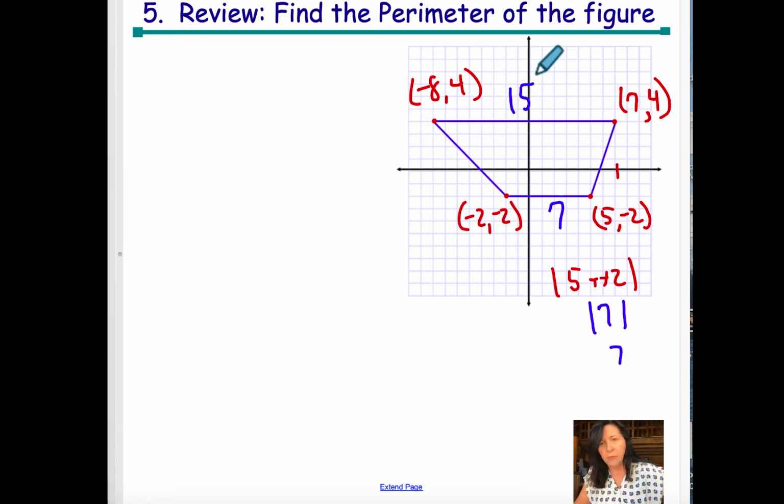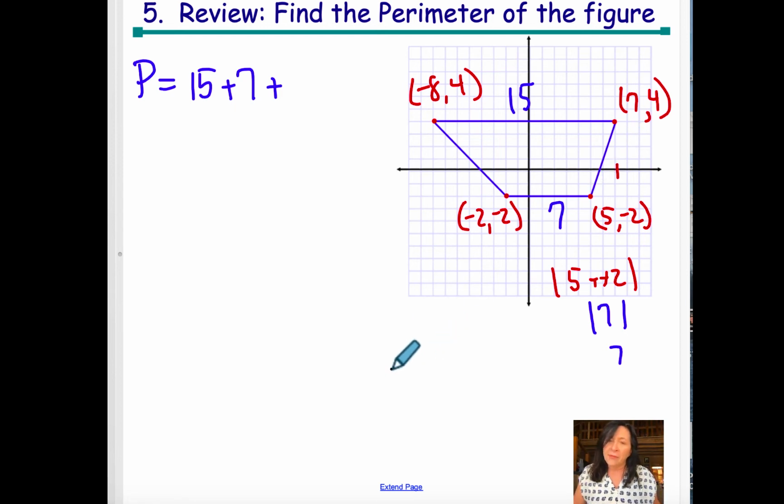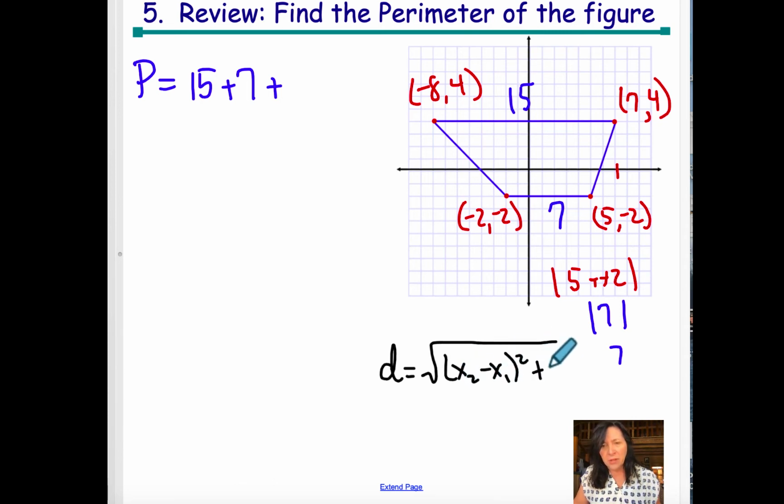So far for my perimeter, I have 15. Okay, so far for my perimeter, I'm going to put P is equal to 15 plus 7 plus. And now for these sides here, you can use a variety of things. Number one, you can use the Pythagorean theorem, or you can use your distance formula. In case you forgot your distance formula, it's subtract your x's, square that value, plus subtract your y's and square that value.